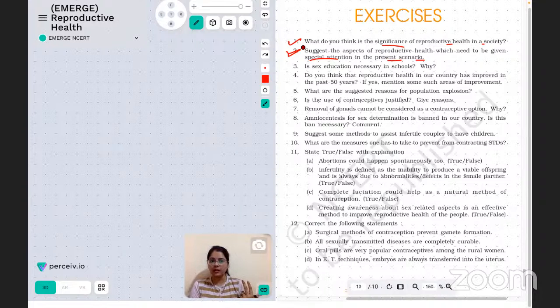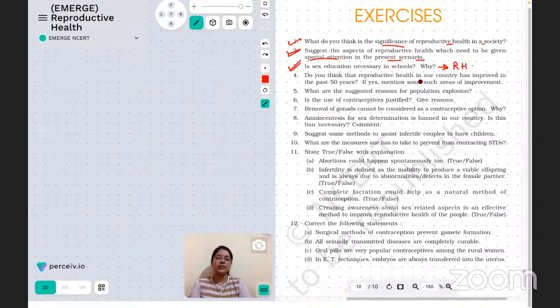There should be a clear view regarding adolescence or pubertal related changes in the body, or you can say STDs or sexually transmitted diseases. इन सब के बारे में पूरा एक clear view and opinion होना चाहिए. So is sex education necessary in schools? Yes. Why? Definitely. क्योंकि ये कहीं ना कहीं हमारे reproductive health को promote करेगा. So definitely yes.